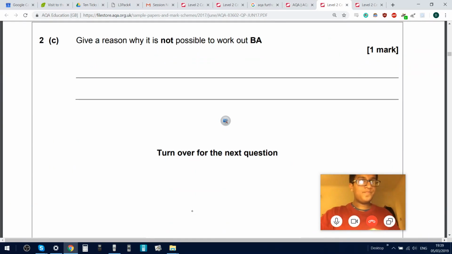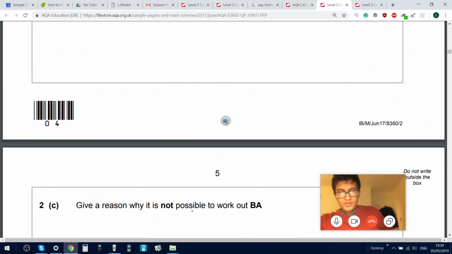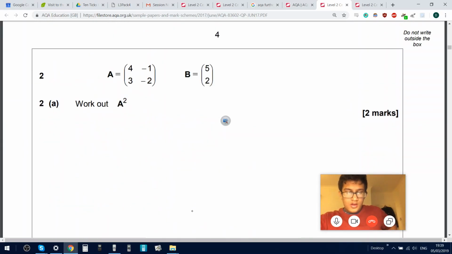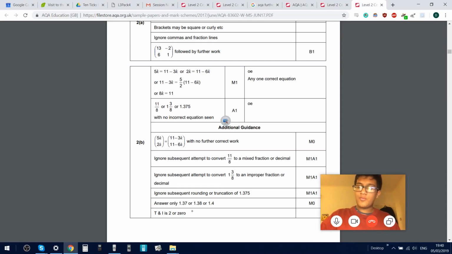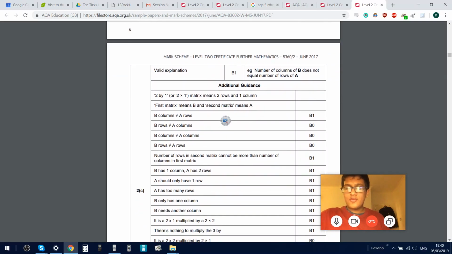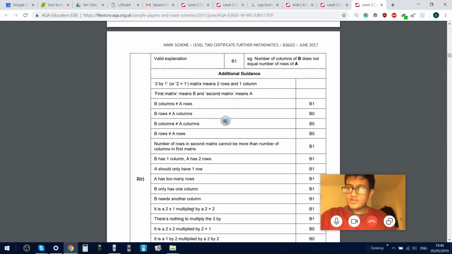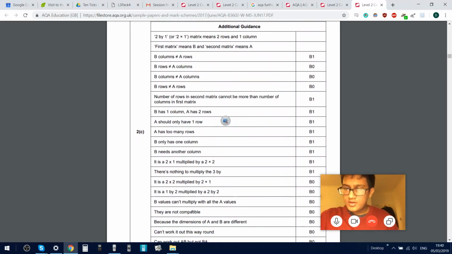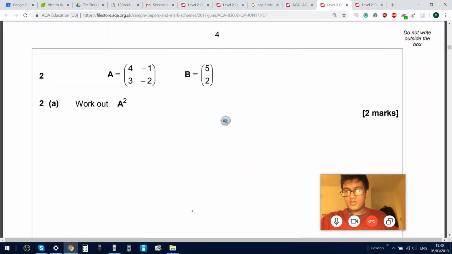Give a reason why it is not possible to work out BA. Because you know that A is a 2 by 2 matrix and B is a 2 by 1 and a 2 by 2. The two middle values, they're not the same. I don't know how to explain this. Yeah, so they've explained it as the number of columns in B is not equal to the number of rows in A. Yeah. Okay.